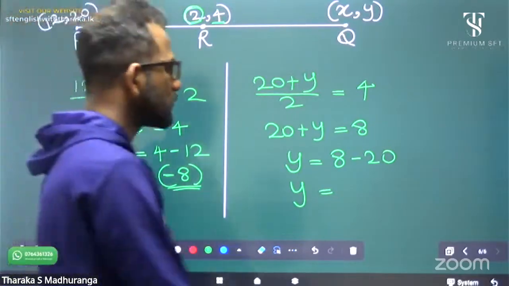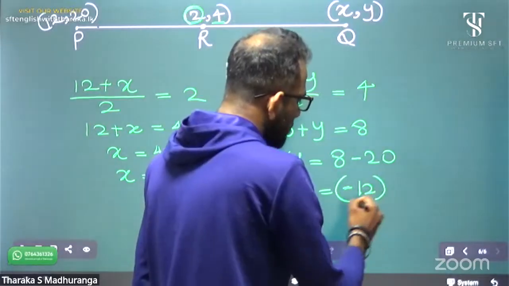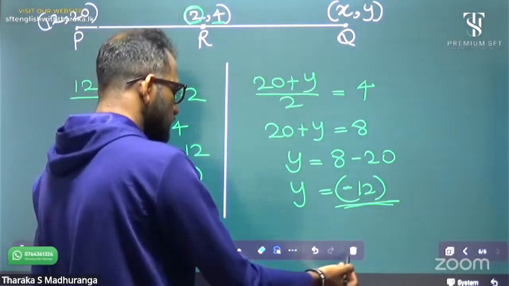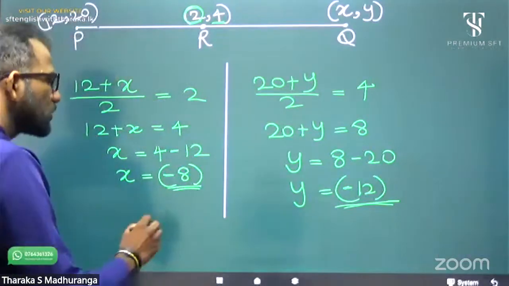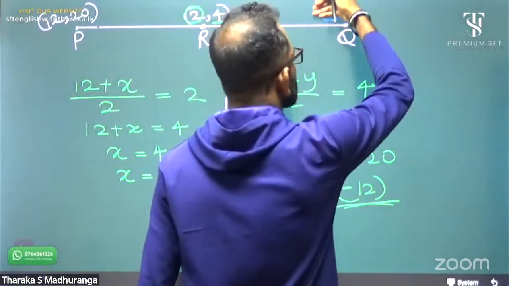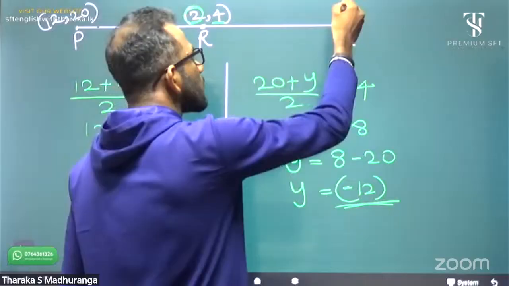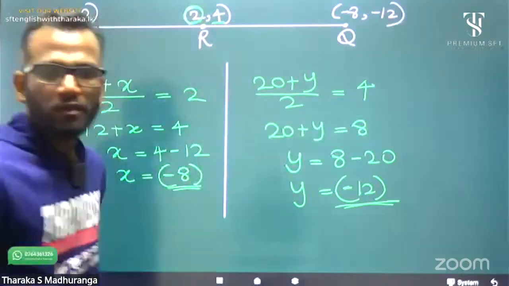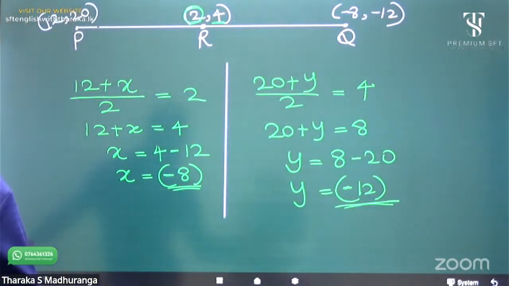Very good, minus 12. Do you have any doubts for this type of calculation? Then you can write the Q point coordinates. What are the coordinates? Minus 8, minus 12. Okay, they are the coordinates of the Q point.